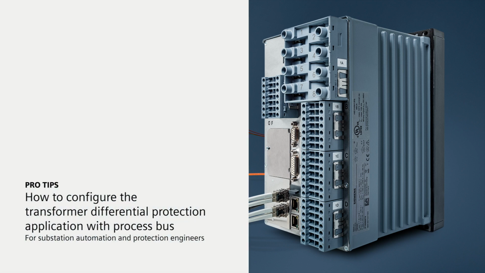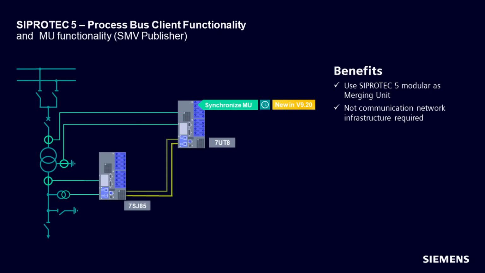How to configure the transformer differential protection application with process bus. The application describes how to connect the transformer differential protection using current measurements that are directly connected to conventional current transformers on the high voltage side of the transformer, with current measurements that are acquired through a merging unit on the low voltage side and which are converted into the standard IEC 61850-9-2 sample measurement values SMV protocol, and received in the 7UT85 transformer protection relay via the Ethernet interface.